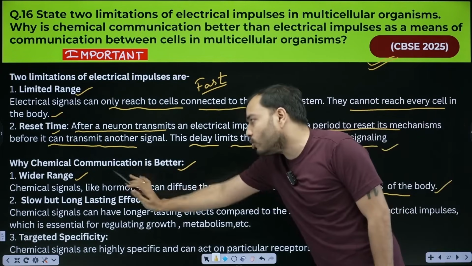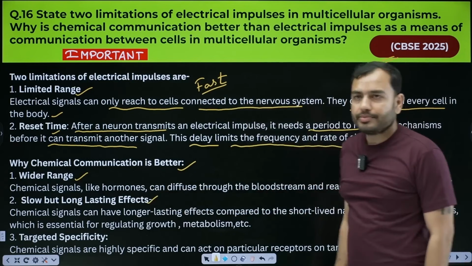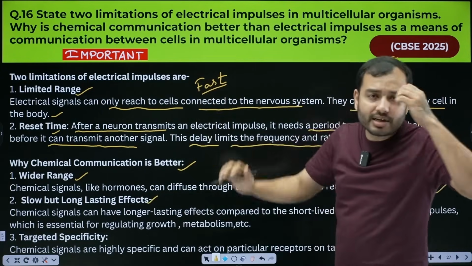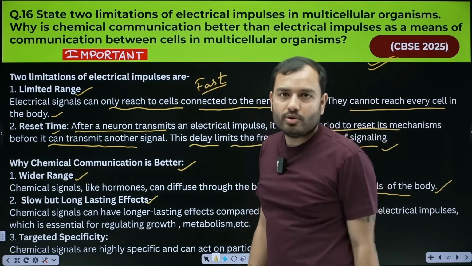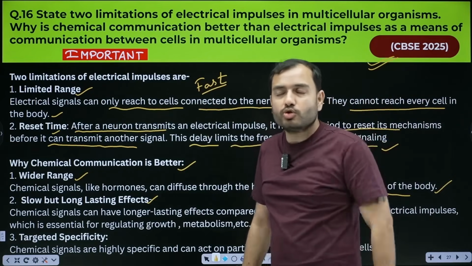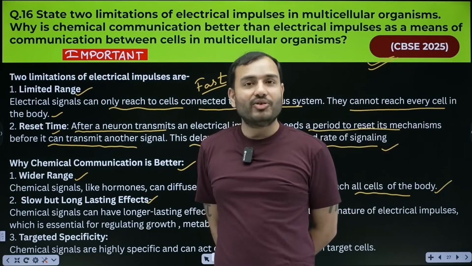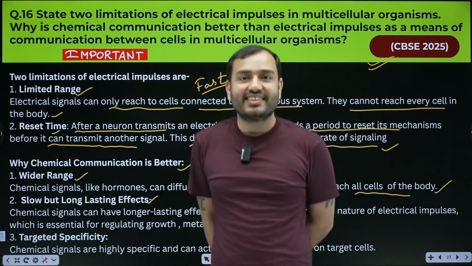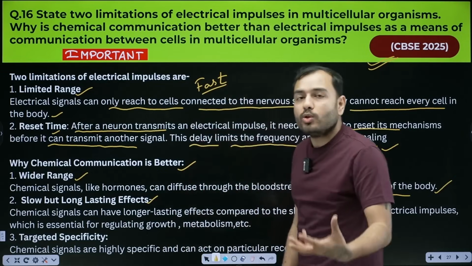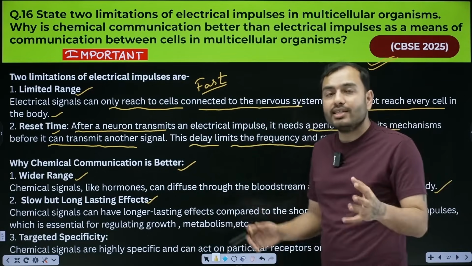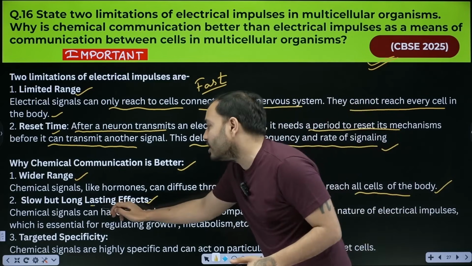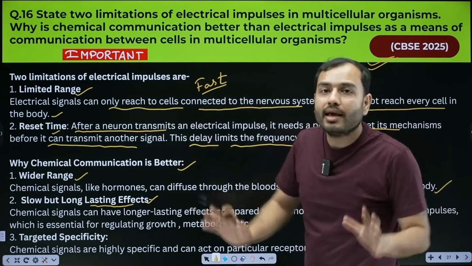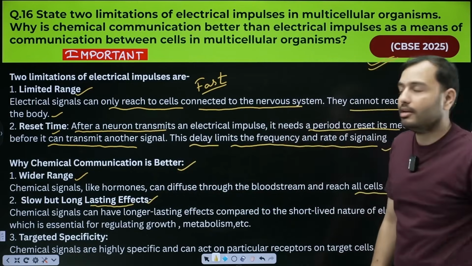The second advantage is that it is slow but has a long lasting effect. The nervous signal is fast, it happens quickly. This is slow but long lasting. Its effect remains for a long time. Like growth hormone. Growth can't happen by electric impulse. We think we should grow taller, send a signal, grow taller. Not happening, right? You can grow taller like this, but not naturally. So your growth, your metabolism, processes like this have long lasting effects. These are slow but long lasting. Who can do these things? Only hormones, chemical signals.